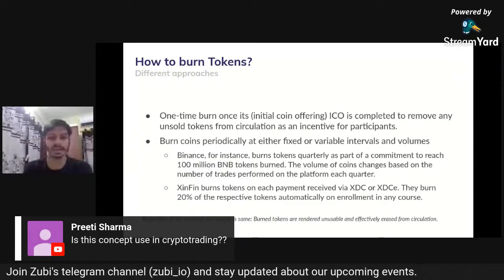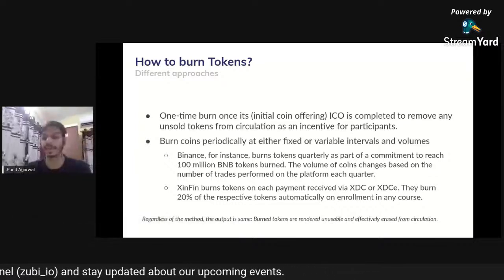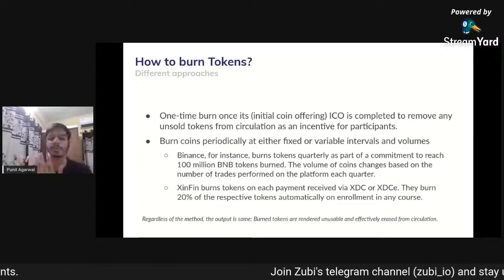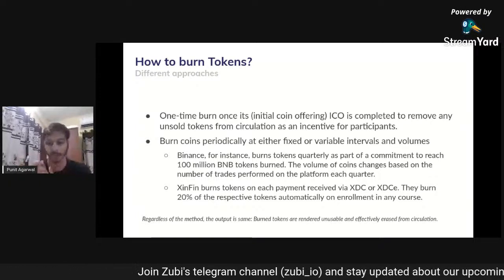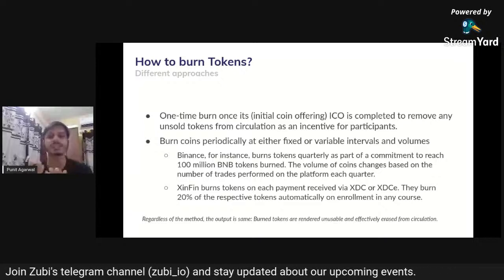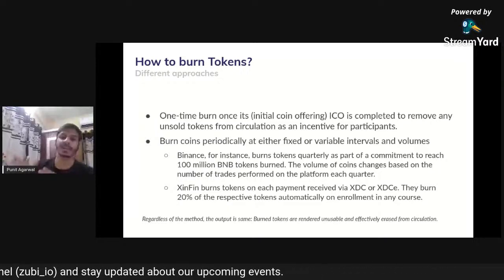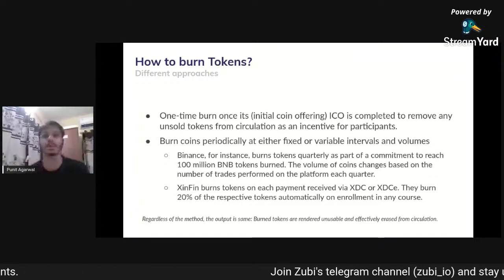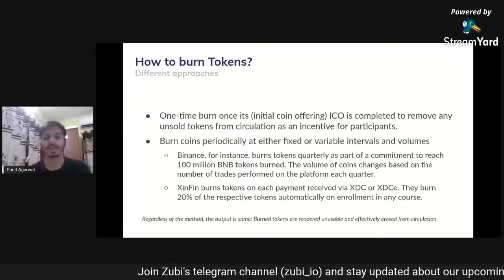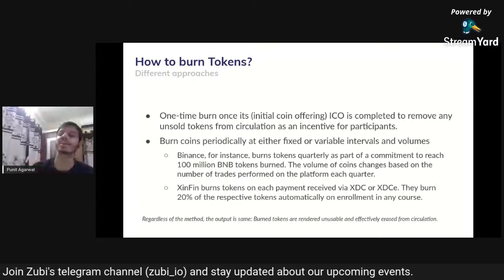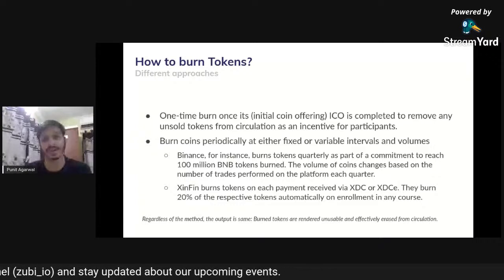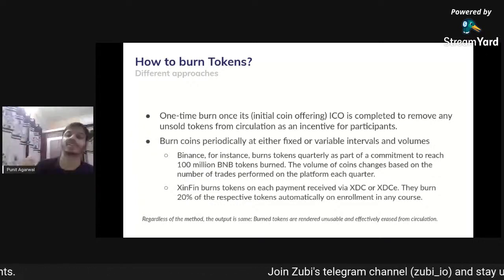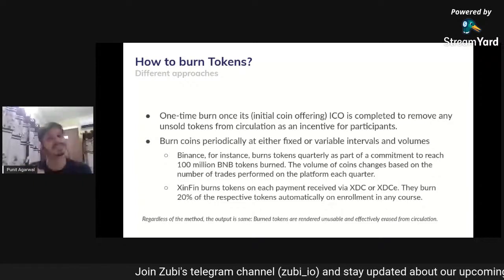There's another question by her. Is this concept used in crypto trading? Not exactly in crypto trading, but it's a concept performed by the creators of a particular token. When they are creating this token, in order to incentivize the people who have invested in their tokens, they actually do this. It's mostly an incentivization to the people who have invested in that particular coin. Why? Because the supply decreases. When the supply decreases and the demand is the same, the price increases.